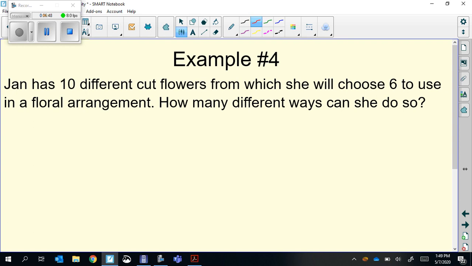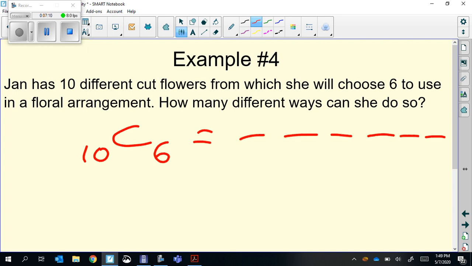Jen has 10 different cut flowers, of which she will choose 6 to do a floral arrangement. How many different ways can she do so? I don't think it would matter what order she sticks them in. So we're just looking at combinations, 10, and we're using 6 of them. So this one will be a little bit longer by hand. 6 spaces. Remember, we count down. 10, 9, 8, 7, 6, 5. And then the denominator, because it's a C, there's stuff down there, we just count down from 6, the second number.